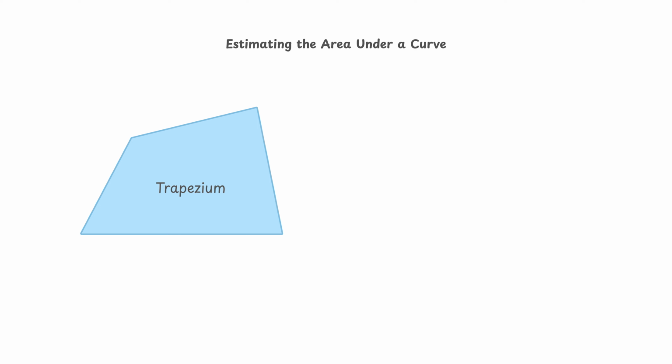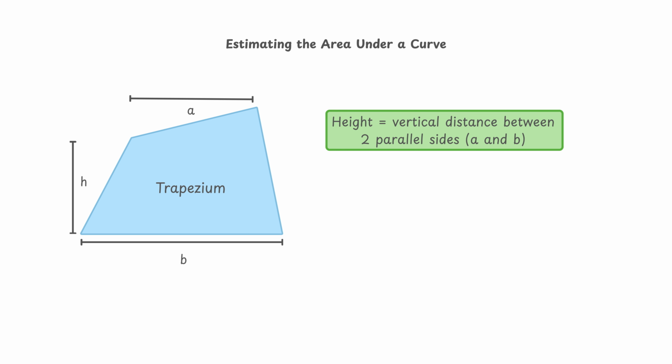Let's begin by understanding the shape we are working with, the trapezium. A trapezium is a four-sided shape where one pair of sides is parallel. In this diagram, the two parallel sides are labeled A and B, and the height is labeled H. The height is the vertical distance between the two parallel sides.